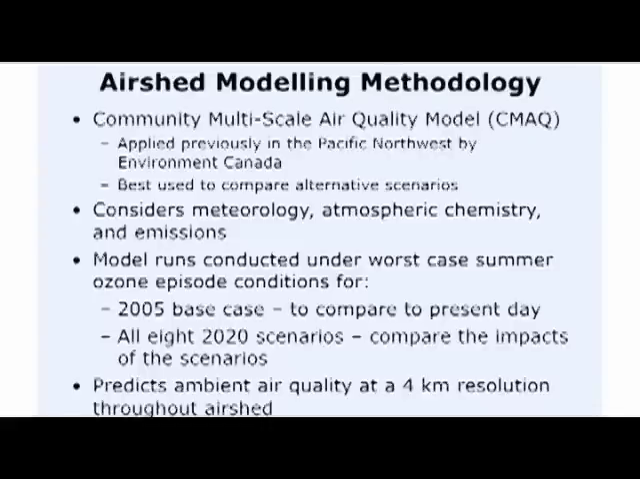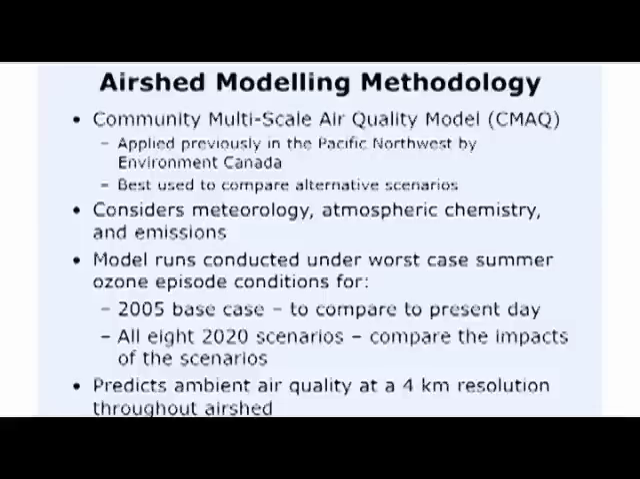And knowing that it's been previously applied in the Pacific Northwest, it was already set up with a representative meteorological data set, atmospheric chemistry, and in fact was pre-populated with all of the emissions for our airshed. The model runs, the consultants were directed to develop worst-case conditions, in other words, the maximum possible air quality levels that could result from the waste management scenarios. In other words, what they modeled was basically the perfect storm for a summer ozone condition.